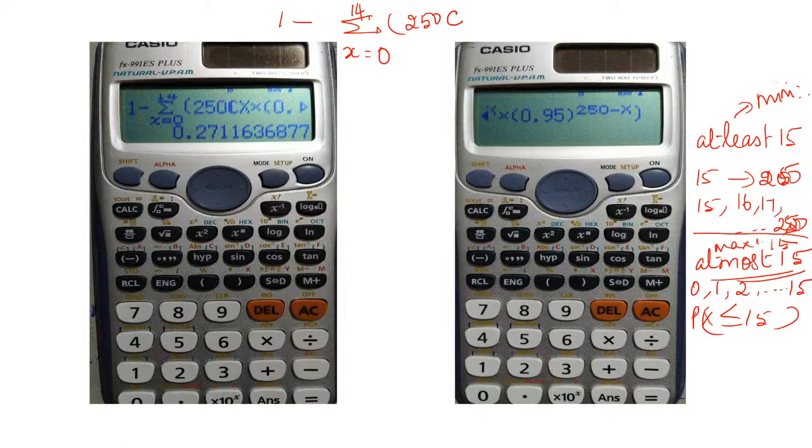First you press C. I got 250C. Now I want X. What will I do? Press the alpha key and this key. Okay. Alpha and this key. You will get X here. Now X has come. Into.